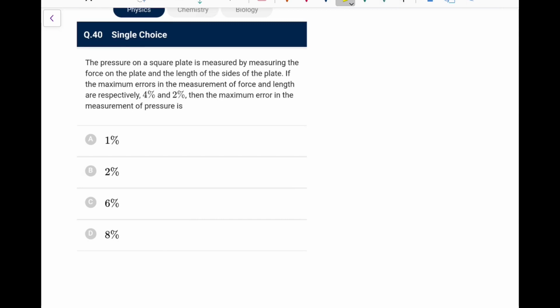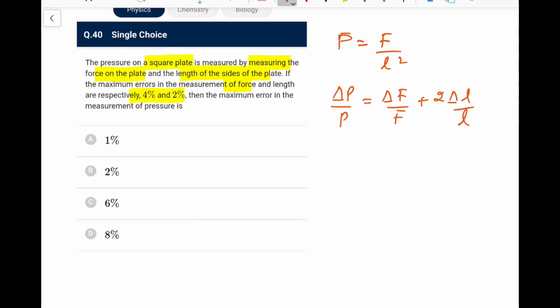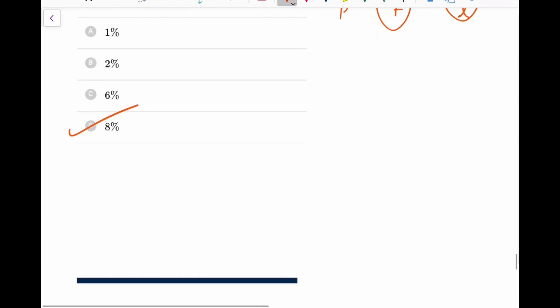Next, the pressure on a square plate is measured by measuring the force on the plate and the length of the side of the plate. If the maximum measurement errors are 4 and 2% in force and length, pressure is force upon area, that is force upon L square, so maximum error you directly say is delta F by F plus 2 times delta L by L. So delta F by F is 4%, 2 times 2 is 4, so 4 plus 4 is going to be 8%. You can directly do this.